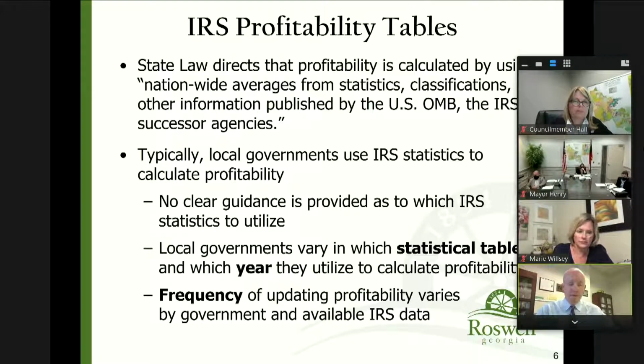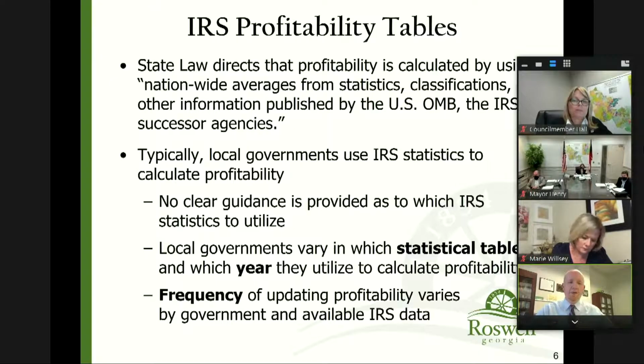The other thing that can vary is the frequency of updating profitability. That varies by government and the actual available IRS data and how often they update that. So, in my conversations with some of our neighboring cities, they are on varying schedules, and some of our neighboring cities that are newer cities haven't actually updated their statistics since they were initially incorporated and they set up their ordinance and their occupation tax itself.